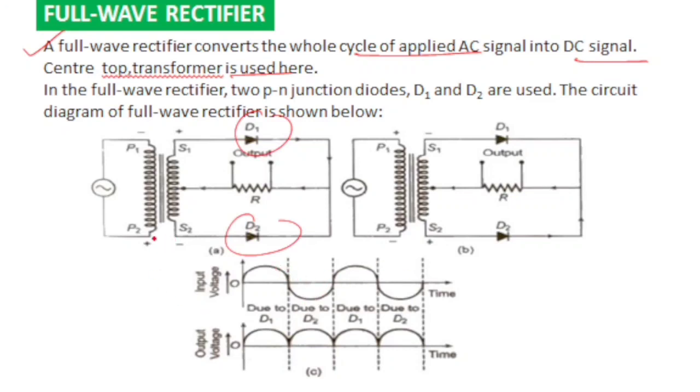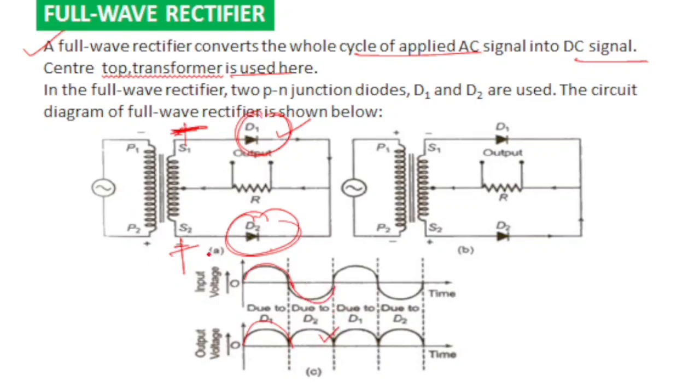What happens during the positive half cycle? This end becomes positive and this end becomes negative. So diode D1 becomes forward biased and D2 becomes reverse biased. So only D1 conducts current, and D2 is in reverse bias, no conduction takes place through D2. So during the positive half cycle, the current is due to only D1. Now during the negative half cycle, this end becomes negative and this end becomes positive. So D2 is in forward bias. So only D2 conducts and D1 is in reverse. D1 does not conduct. So during the negative half cycle, only D2 conducts.